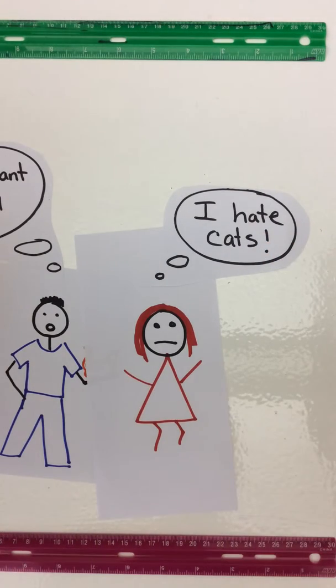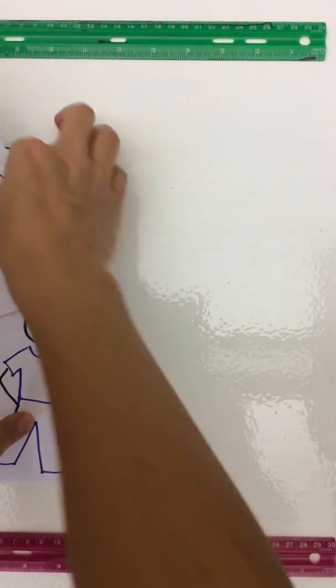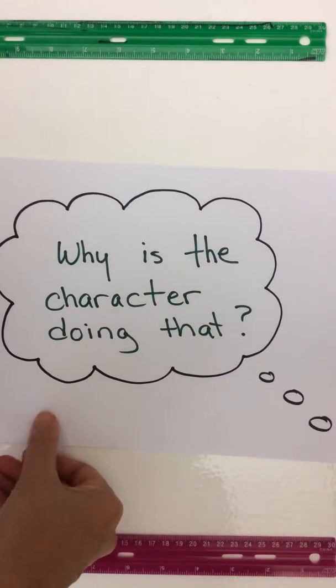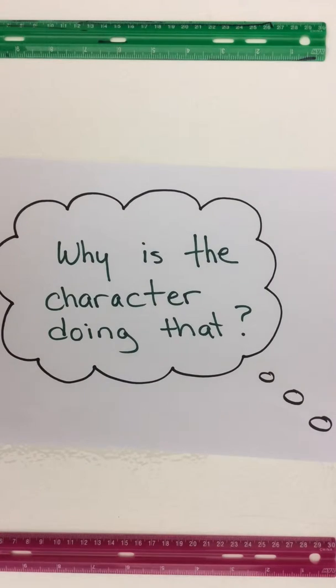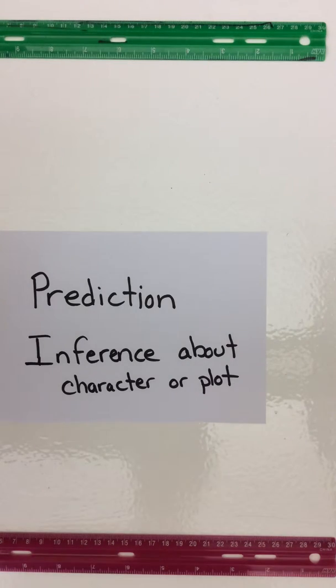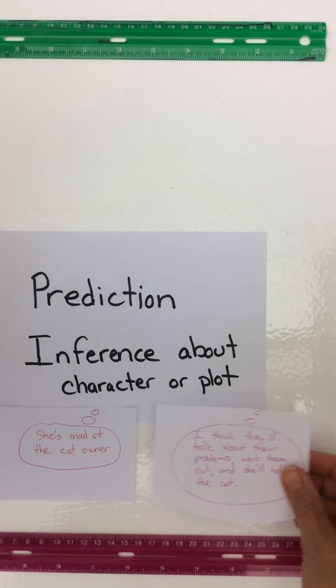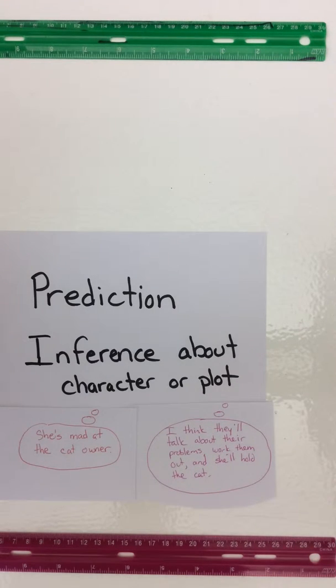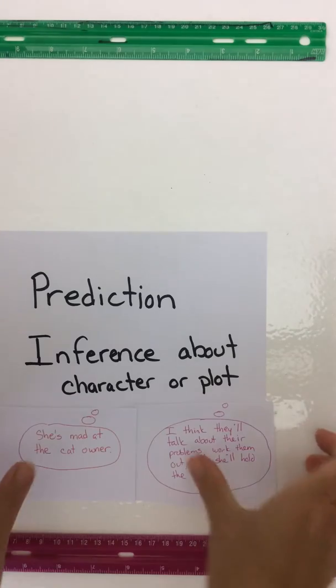Okay. So when something like that happens, when you have a contrast and contradiction, you should ask yourself, why is the character doing that? The answers can help you make a prediction or an inference about the character or plot. Maybe she's mad at the cat owner, and you're going to look for more text evidence to try to figure out what's going on around this point. I think they're going to talk about their problems, work them out, and then she's going to hold the cat. So it helps you make inferences and predictions.